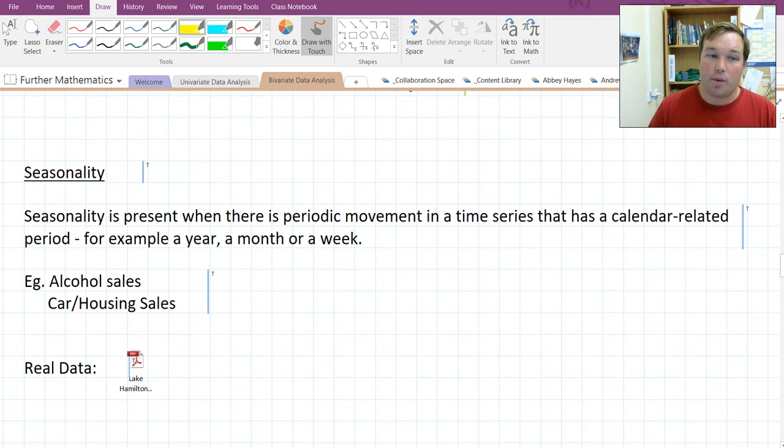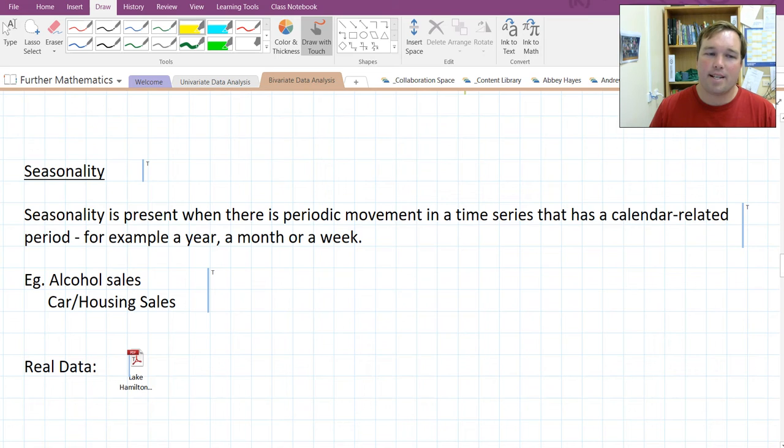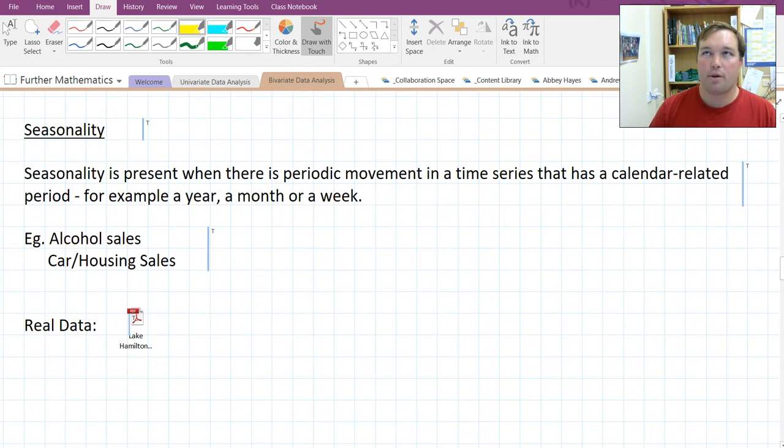When the cycles happen within a year, it's called seasonality. So, for example, ice cream sales are seasonal. They go up every summer, down every winter. And that cycle will repeat itself within a year. If it repeats itself within a year, then it's called seasonality. And generally, they are calendar related. So they'll go by the month, by the season of the year, or by the week. For example, alcohol sales will typically rise on the weekend.